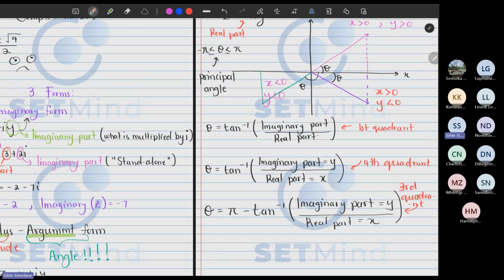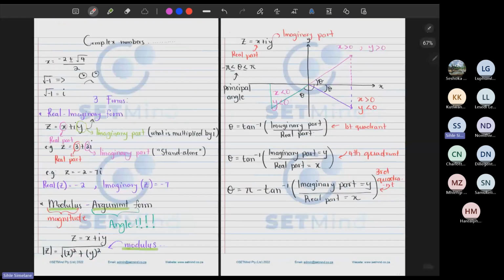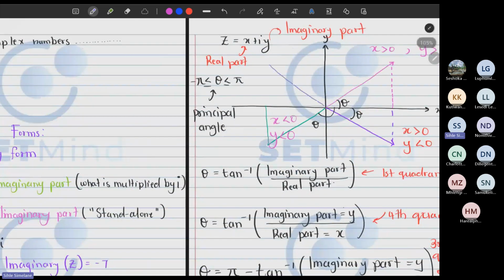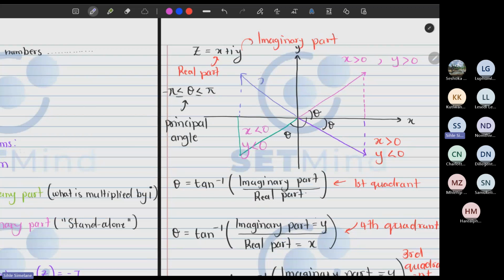So let's go to the second quadrant and conclude this here. So second quadrant, here we come. In the second quadrant, we should have a complex number looking like that. And when we look at the real part, we're expecting it to be negative, but the imaginary part, we're expecting it to be greater than 0.